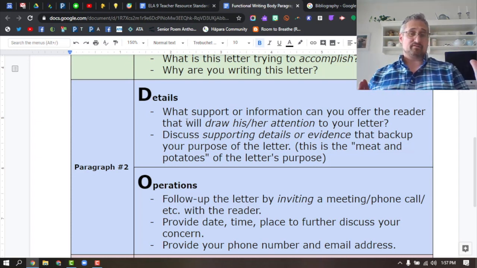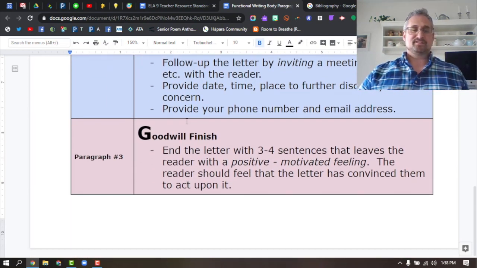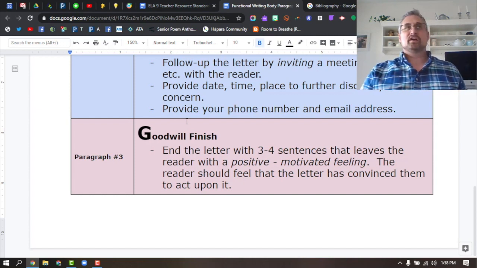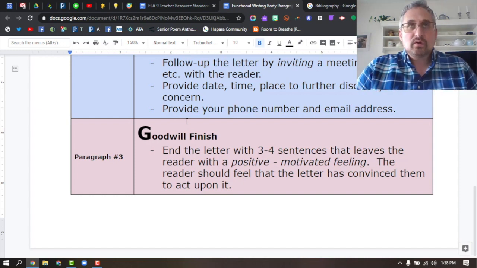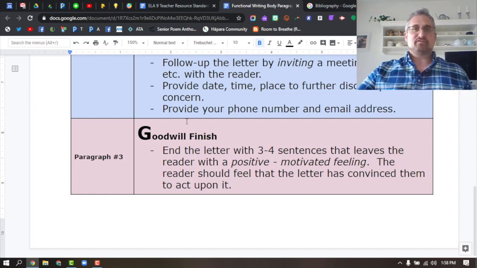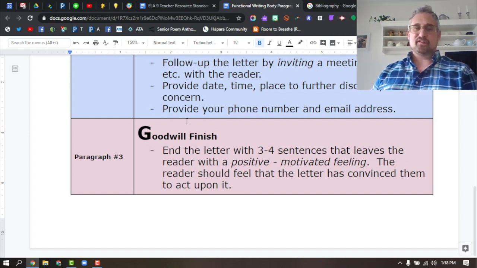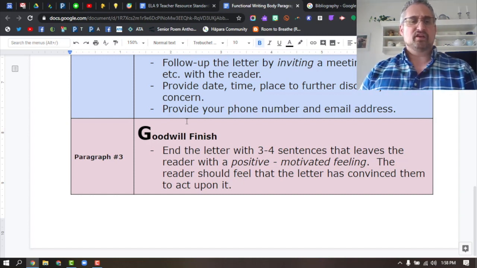That's your second paragraph. Your third paragraph then is the Goodwill Finish, and this is really, really short. Could be 3, maybe 4 sentences, and you're going to have in it some kind of positive, motivated feelings so that your reader will be ever so persuaded to get back to you with the information and evidence that you've provided. It should help the reader feel that you've done a really good job of convincing them.